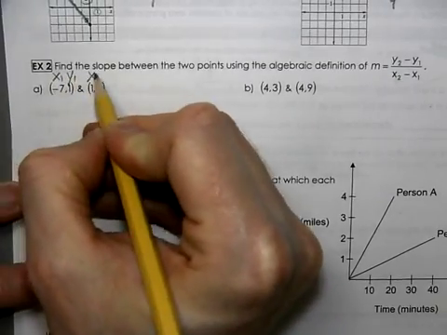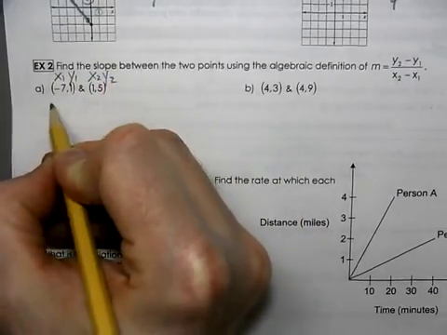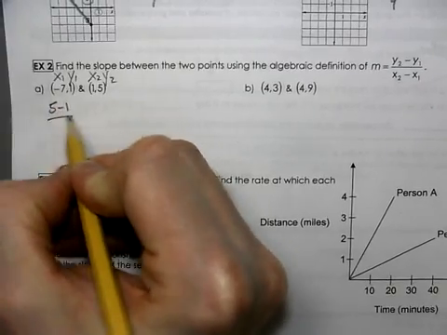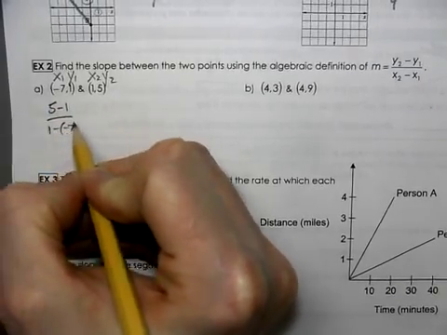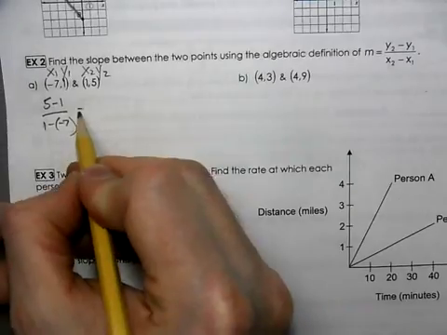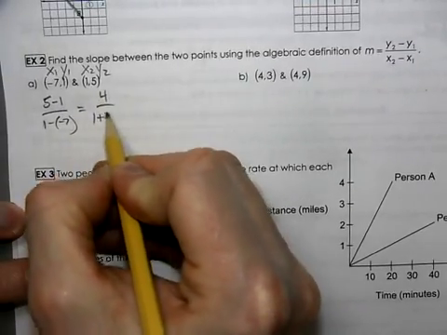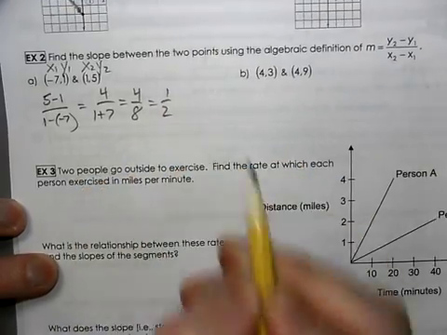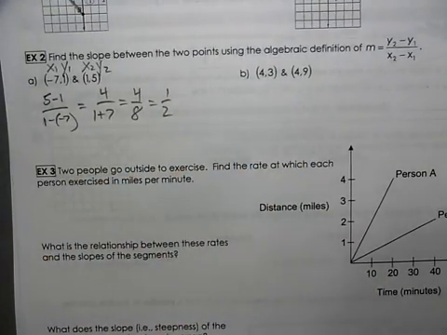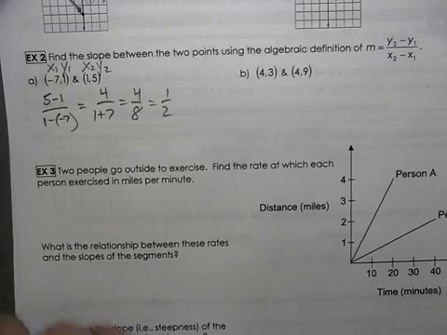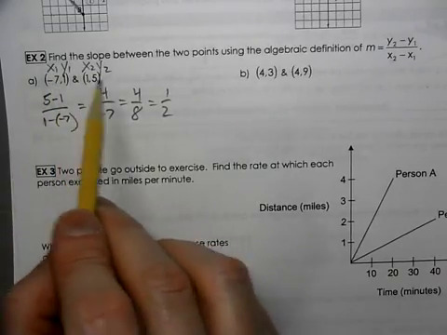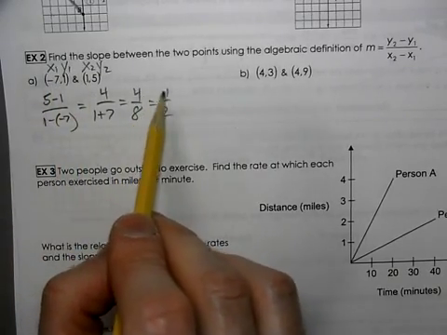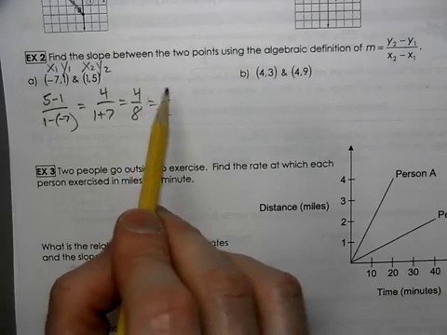So let's label our points. x1, y1, x2, y2, 5 minus 1, 1 minus a negative 7, 4, 1 plus 7, so that reduces down to a half. So the slope between these 2 points would be rise up 1 over 2.